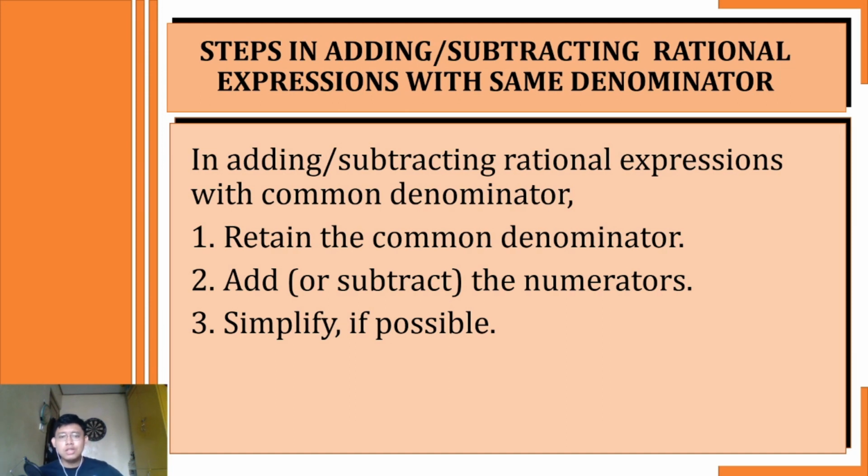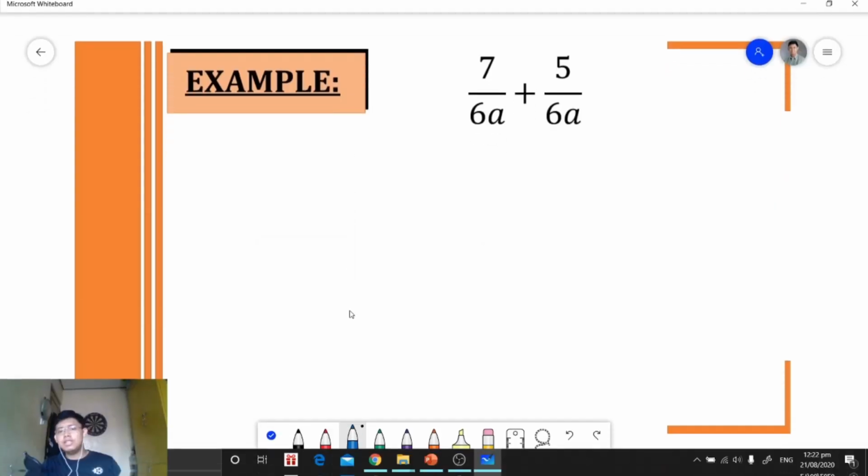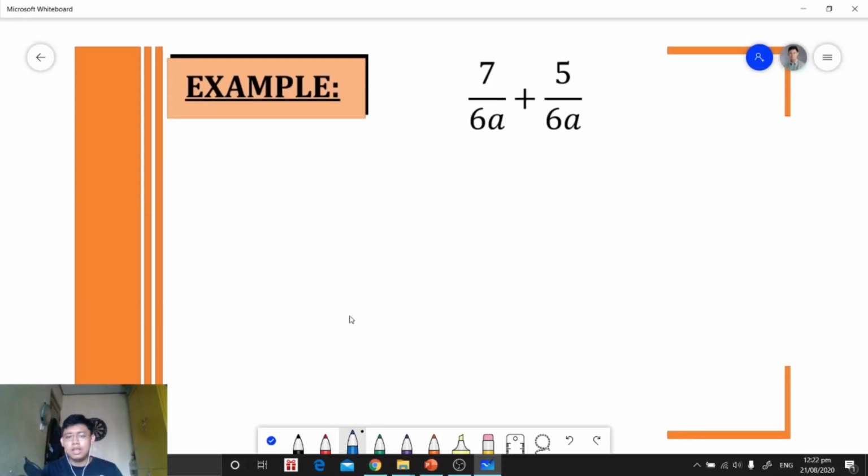Now let's proceed to our examples. For example, we're given this rational expression being added to another rational expression. Now, if you can observe, they have the same denominator. Since they have the same denominator, our first step is for us to copy the common denominator. Then after that, we're just going to perform the indicated operation, either add or subtract.